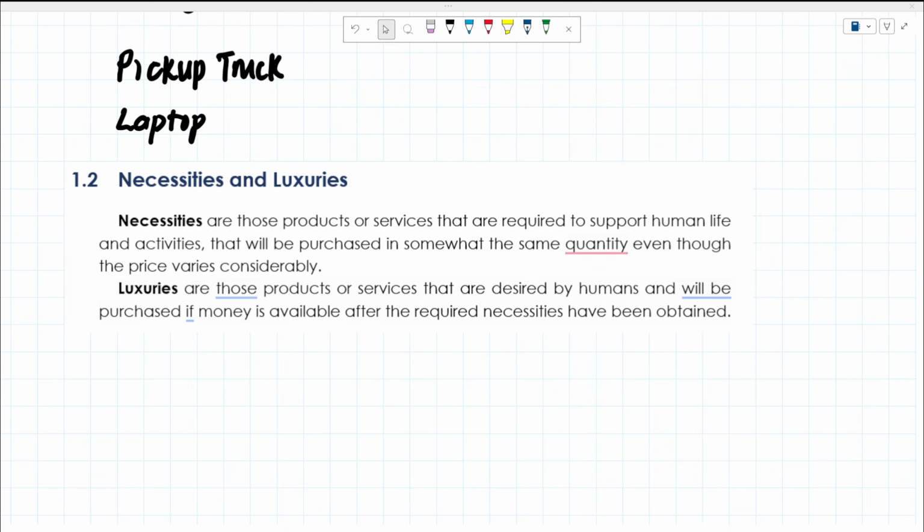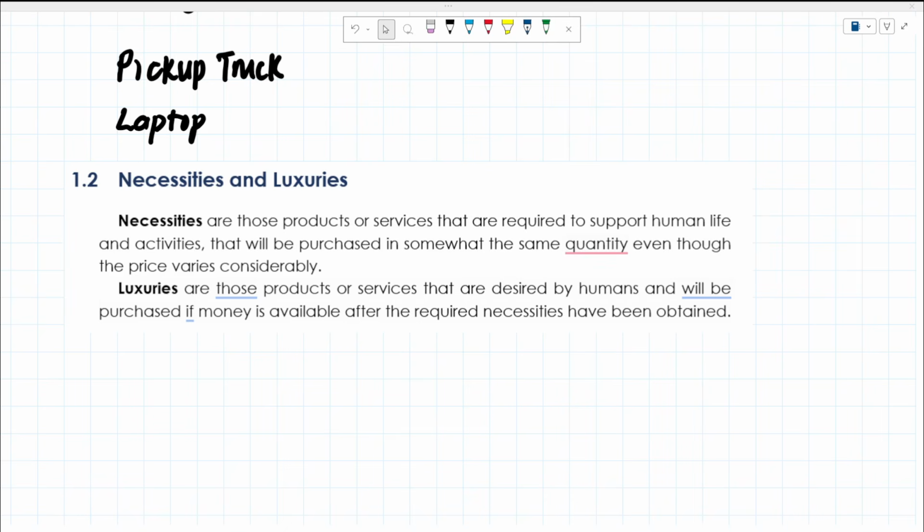Let's say, electricity. Dati hindi naman kailangan yan, pero ngayon kailangan natin, di ba? It has become a necessity. So, lahat ng kailangan, pwede natin tawaging necessity. And yun nga, sa paglipas ng panahon, pwedeng ibang mga luxuries maging necessities or yung ibang necessities maging luxuries. So, yun lang naman for necessities and luxury.